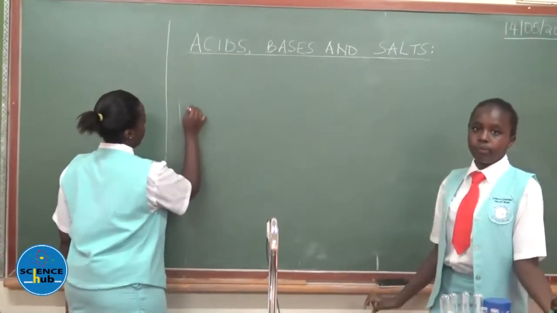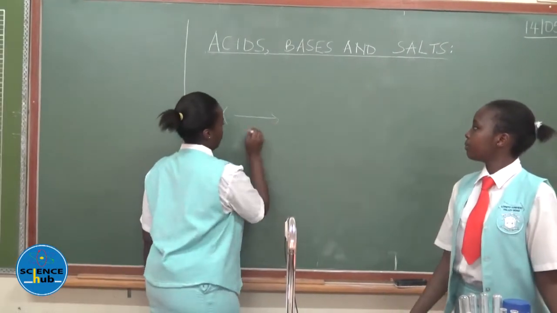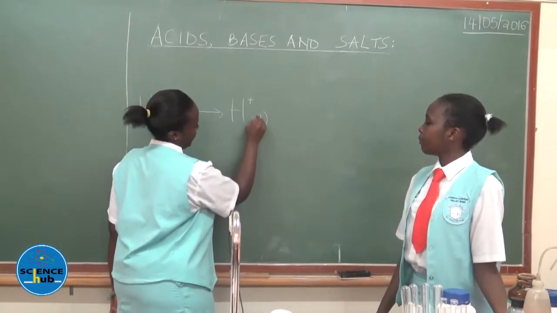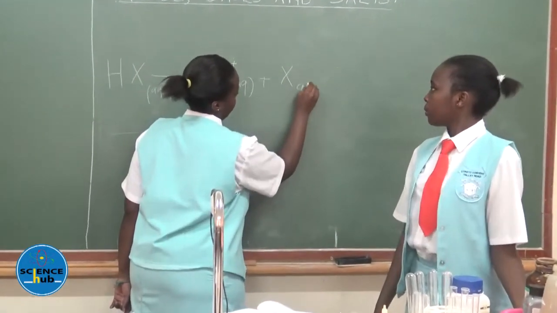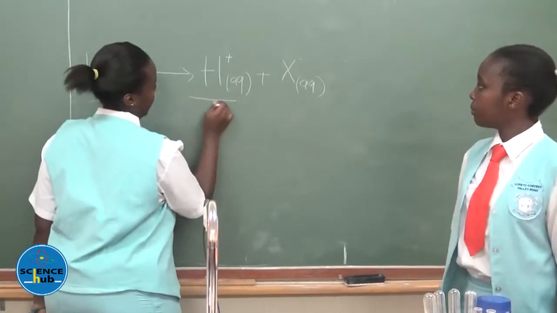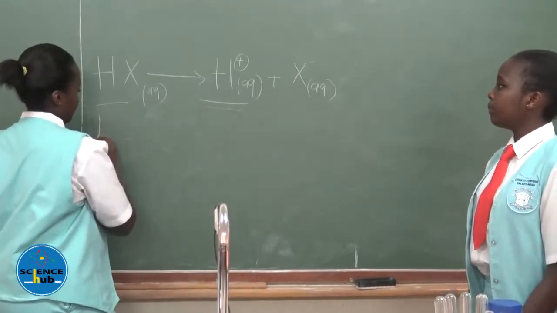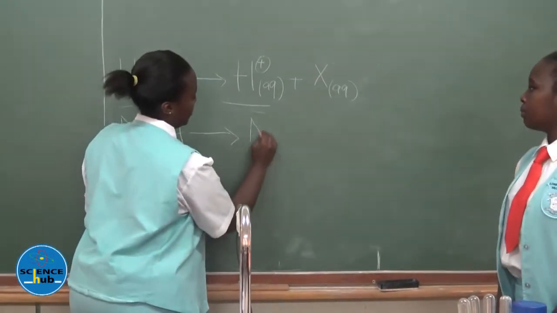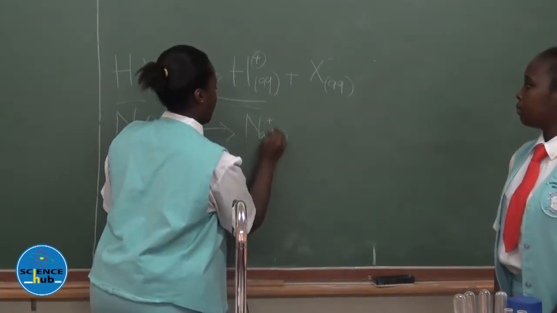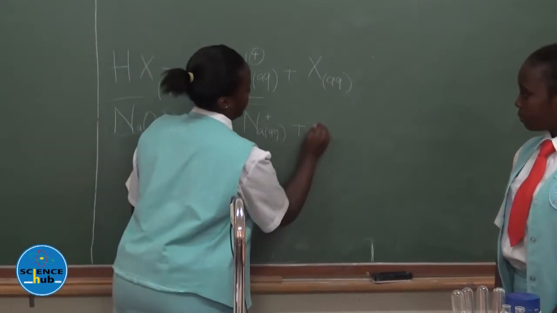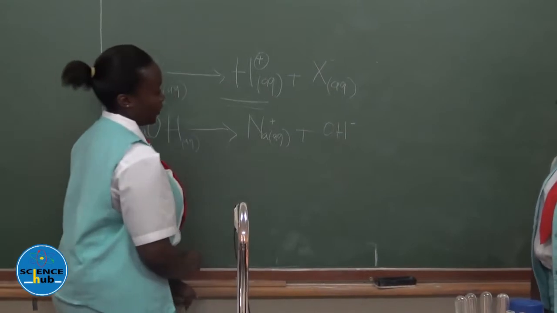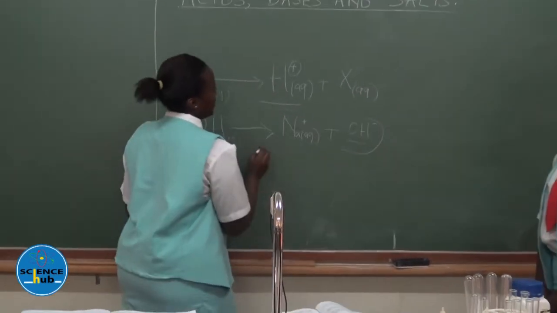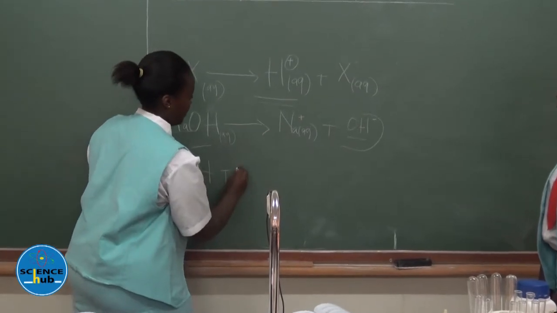If we have a compound HX, which is aqueous, it dissociates to form H+ ions, which are in aqueous form, and X-, which is in aqueous form. Since this is an acid, H+ is a cation because it is positively charged. And if you have a base, for example sodium hydroxide, it will dissociate into sodium, which is aqueous, and the hydroxide ions, which are negative. So in this reaction, this is a base and OH- is an anion because it is negatively charged. So the salt will be formed between the cation, which is H, plus the OH.